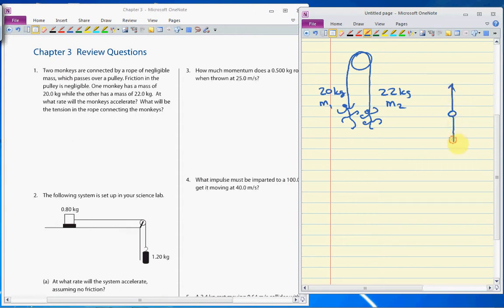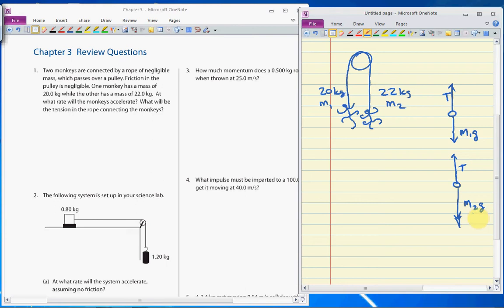So for M1, it's M1G acting down and tension acting up. And for M2, same deal, tension acting up and M2G acting down. M2 is slightly bigger than M1 though, and so the length of M2G, if we're using vector scales, is slightly longer than M1G, and in fact it's greater than the tension.